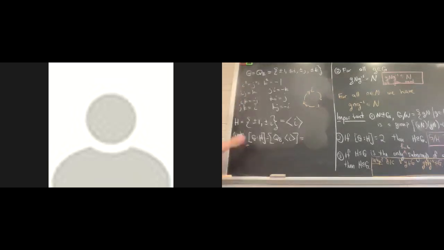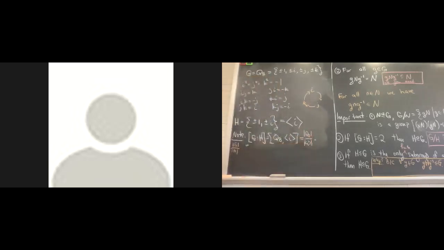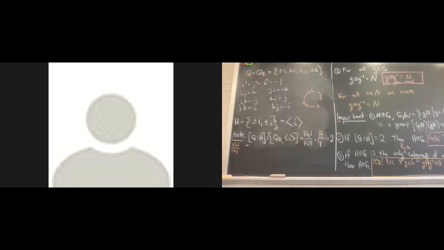So recall the general formula, if everything's finite, the index is the number of elements in G divided by the number of elements in H. So this is the number of elements in Q8 divided by the number of elements in this cyclic subgroup. How many elements are in Q8? 8. Otherwise, why are we calling it Q8, right? How many elements are in the cyclic subgroup? Well, we already said 4: 1, 2, 3, 4. 8 divided by 4 is 2, right?